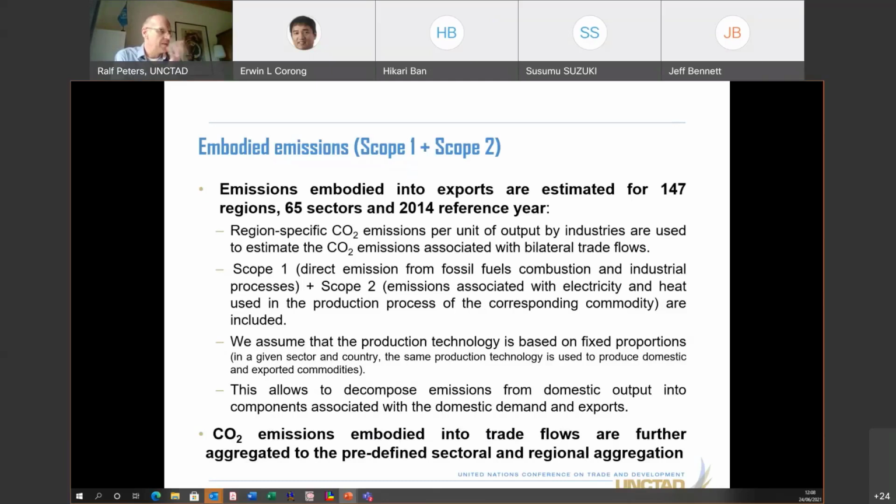We assume, as in GTAP, in the standard model, that there is one technology per country. So we have the same production process for imports and exports, and that allows us to see what are the emissions embedded in exports. We then look into the bilateral flows of these countries, and since we use an aggregation, we then aggregate into a smaller set of countries and sectors.